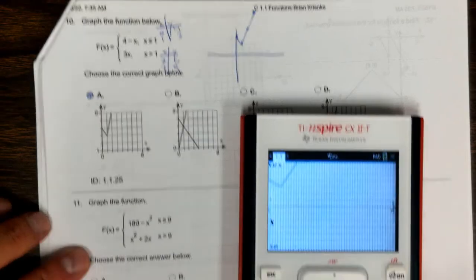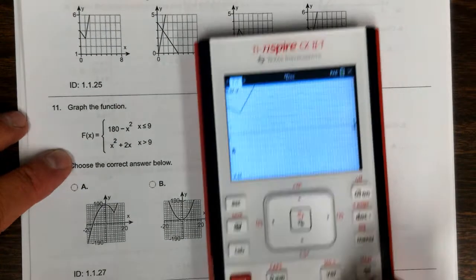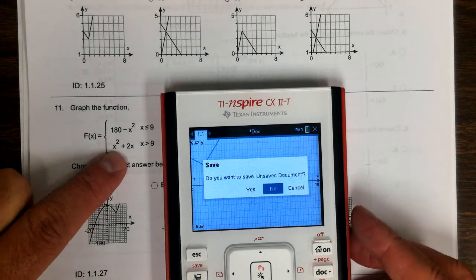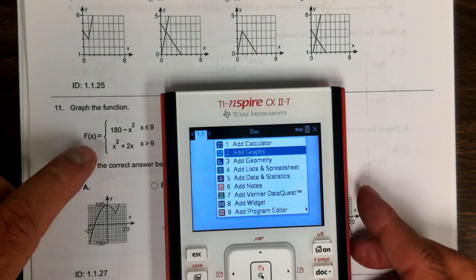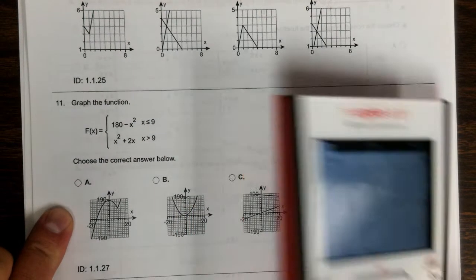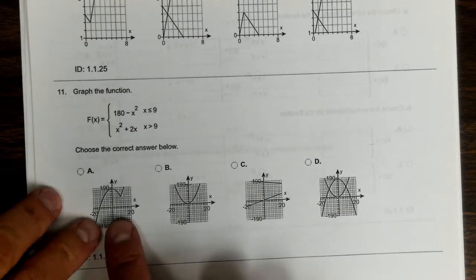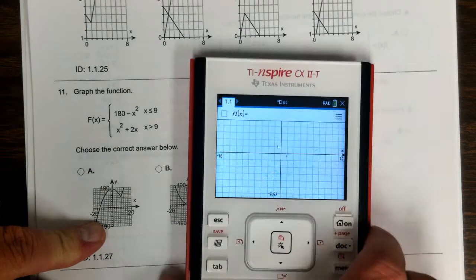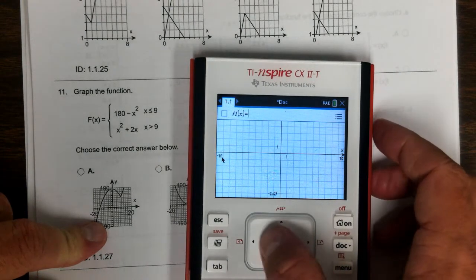That's what we're going to do on this one as well. So I'm going to go to a new document, add graph. You know, before anything, I'm going to notice all these are pretty big windows. So I'm going to do -20.